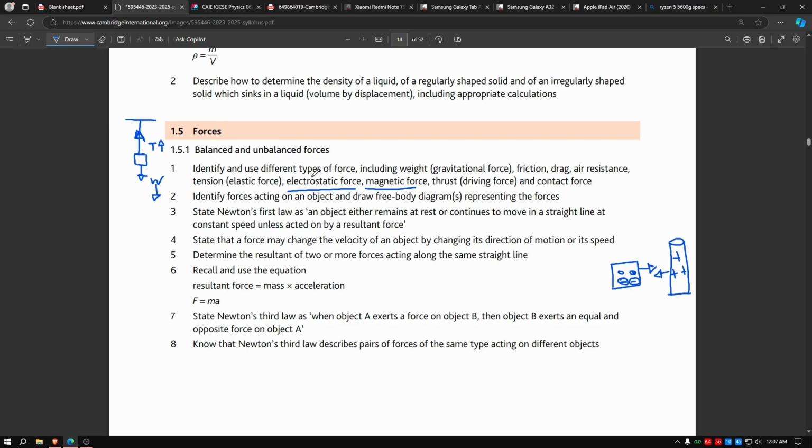Magnetic force is pretty self-explanatory because it's due to magnets, right? And anyone who has ever played with magnets does know what magnetic force is. So, what is thrust? Well, thrust basically means a driving force. What is a driving force? A force that is moving you forward or keeping you in motion.